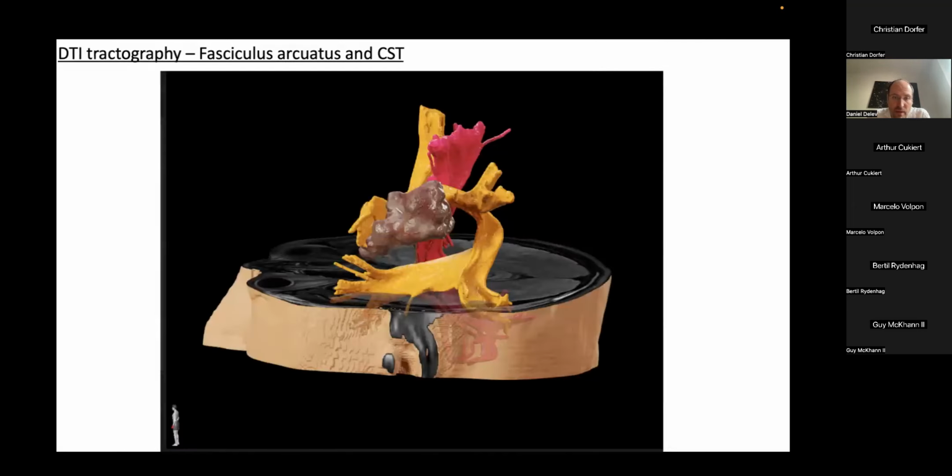We did also some DTI tractography, tracking the fasciculus arcuatus and the corticospinal tract, and I apologize for the image. I just couldn't flip it. But you would see that the fasciculus arcuatus would lie behind the tumor and actually go through the white matter parts of the tumor. So the tracts were involved in the posterior parts of the tumor, and this is what the anatomical and clinical situation was there.